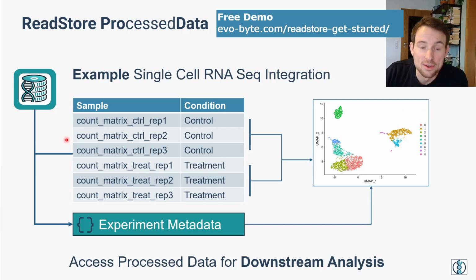Welcome to this ReadStore tutorial where we want to discuss the ReadStore ProData feature. The ProData feature enables you to store process data from your bioinformatics processing of raw data sets in the ReadStore database, and this is very useful, for instance, if you want to use ReadStore as input for your downstream analysis scripts that usually use some kind of process data for those analysis.